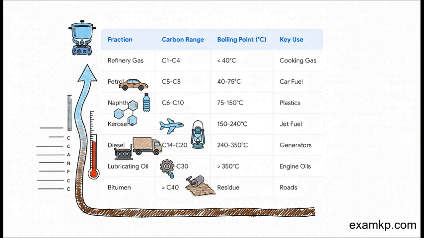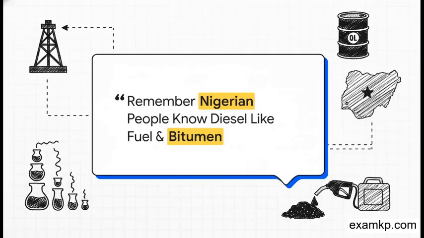Now, do you see the pattern here? It's key. The longer the carbon chain in the molecule, the higher its boiling point, and the lower down the column it gets collected. It's a perfect system. Okay, I know what you're thinking. How am I supposed to remember all that in the exam hall?